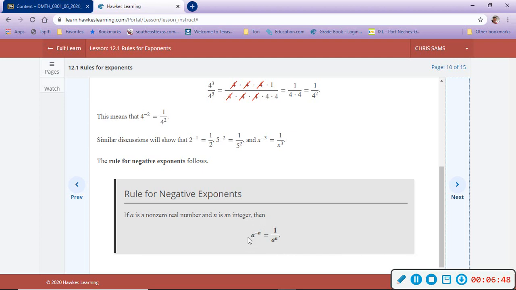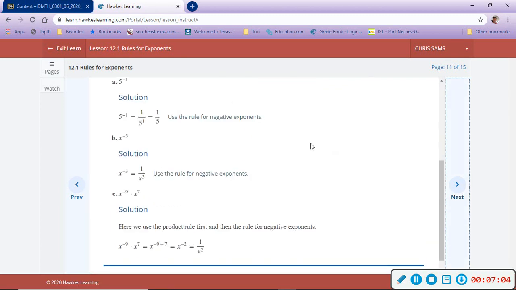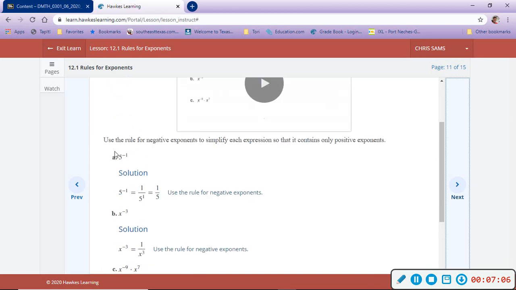If there was a coefficient out here, that coefficient would stay here. So let's say this was a 10 and this was a to the negative n, then 10 would be on top and this number would go to the bottom. So you'll see some of that more in practice when we do a few. So here are a few more examples. You've got 5 to the negative first, they just move it down.